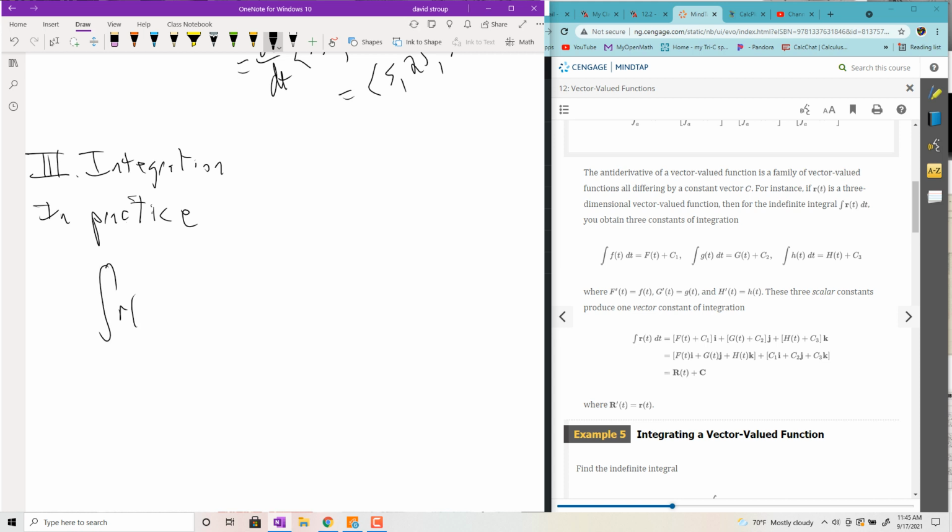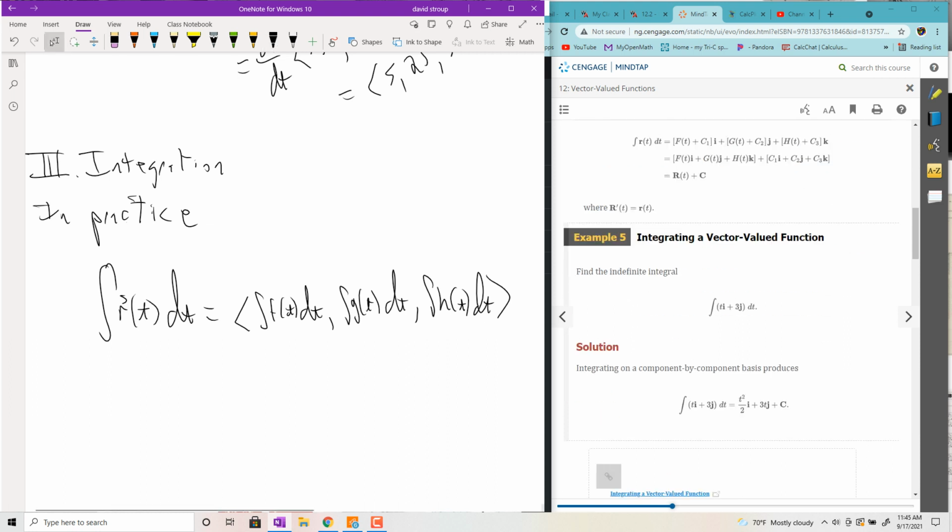So the integral of r of t dt is just going to be the integral of the component functions: integral of f of t dt, comma, integral of g of t dt, comma, integral of h of t dt. The bummer part, though, is this constant of integration. So let's take a look at example 5.